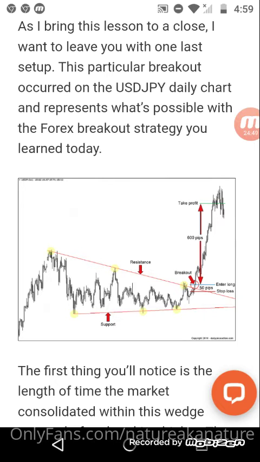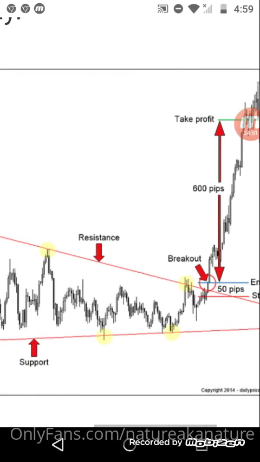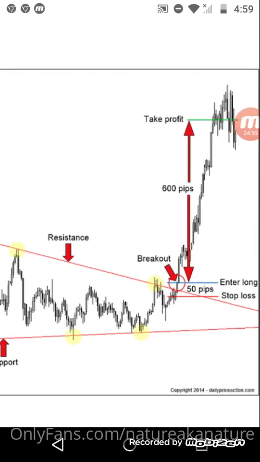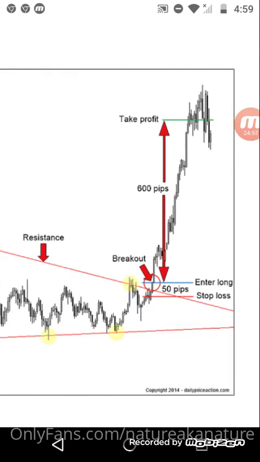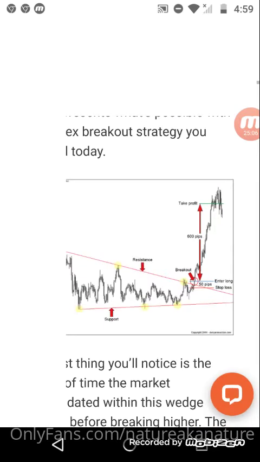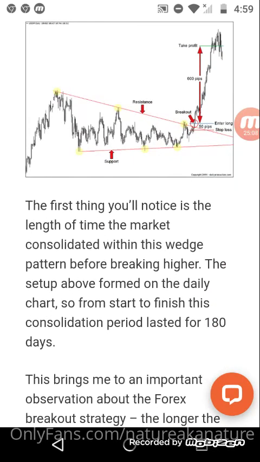Take profit. The first thing you notice is the length of time the market consolidated within the wedge pattern before breaking higher. This is on the daily chart. From start to finish, the consolidation period lasts for 180 days before it broke out for 600 pips.